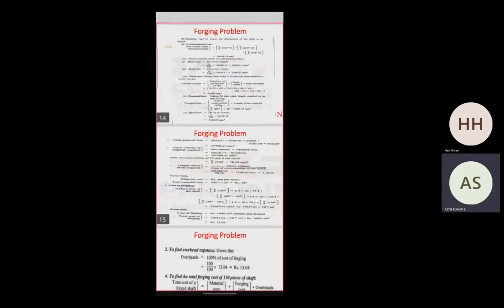So we want to multiply with the cost of forging. The cost of forging is given in the question itself, rupees 1000 per meter square. So we want to multiply 1000 into surface area of the shaft. We will get rupees 13.04. So next we want to find the overhead expense. In this problem, the overhead expense is equal to 100% of cost of forging. So the overhead expense is also rupees 13.04.